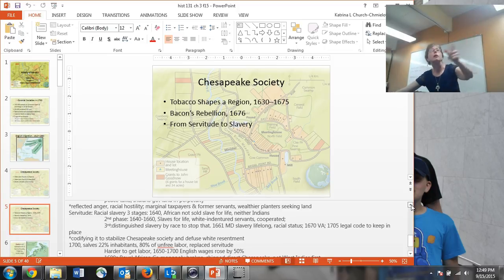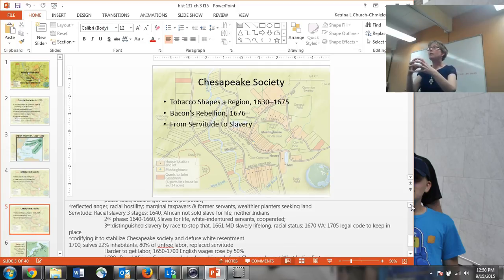Okay, so what the Chesapeake Society did in response to Bacon's Rebellion was another important topic. And that is, they went from servitude to slavery because you had white servants who were represented as people, and you had slaves who were represented as non-people, right? They weren't considered people any longer.